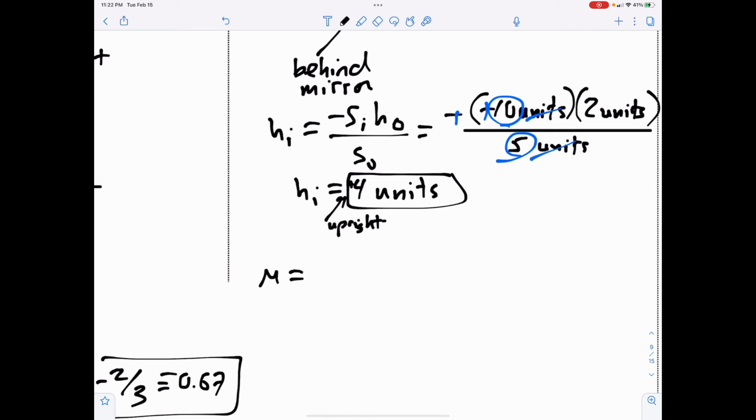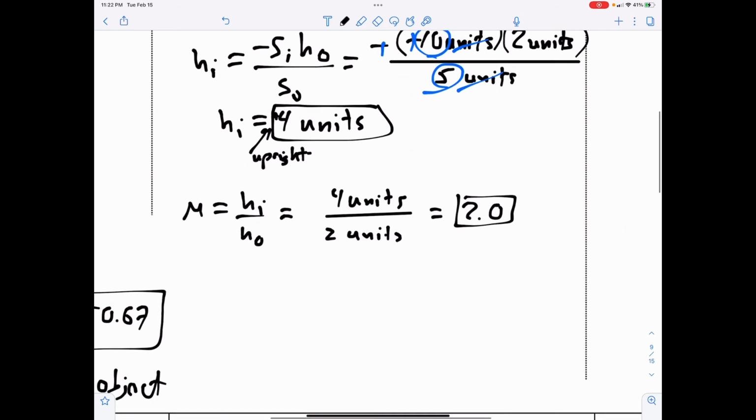Finally, our magnification will just simply go HI over HO, and the image height was 4 units high. The object height was 2 units high. The magnification is 2. What that means is the image is twice as large as the object.